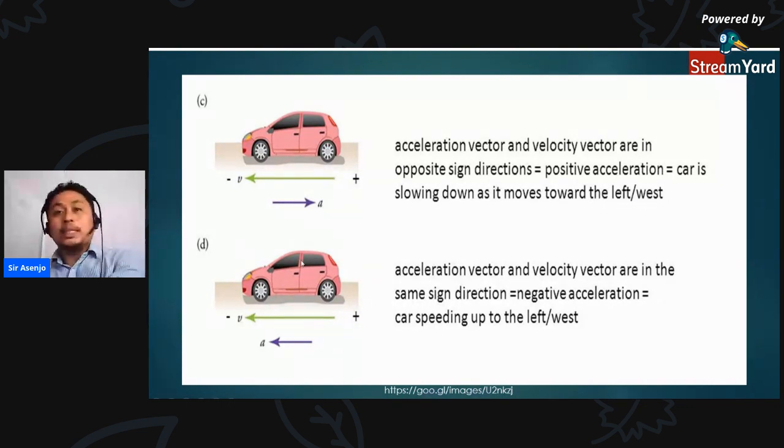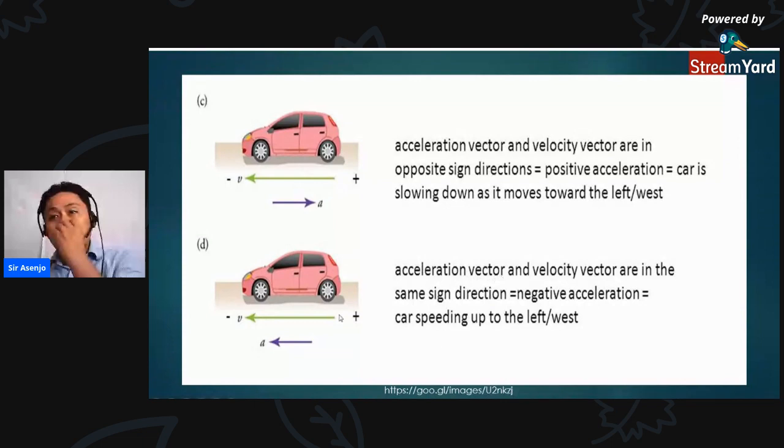Okay. Now let's have car D. The acceleration vector is going to the left and the velocity vector is going to the left. They are in the same direction. Remember, same direction because both of them are going to the left, or west rather. So that is negative acceleration, the car speeding up to the left or west.